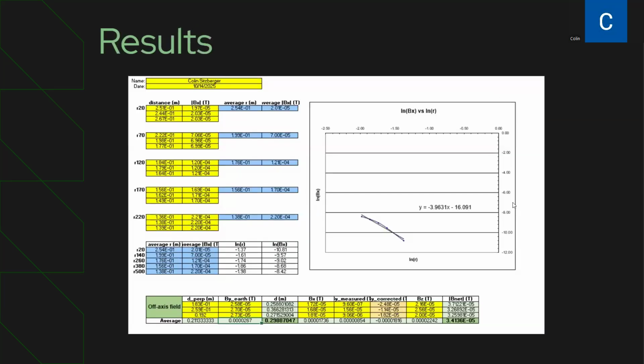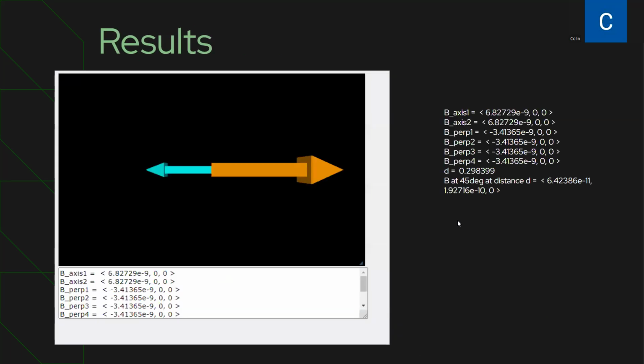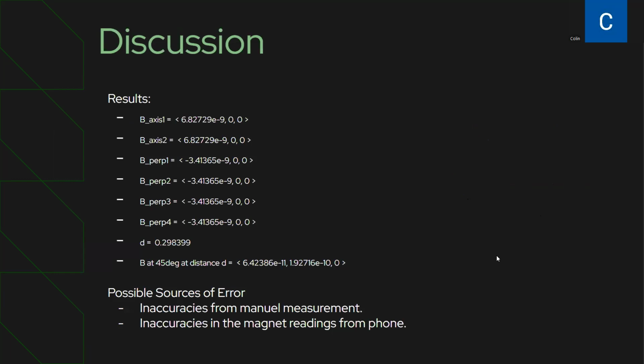And here's the trend line that we found from the experiment, and this was the code along with the results, which resulted in these numbers here. Some possible sources of error for this experiment were inaccuracies from manual measurement, and some inaccuracies in the magnetic readings from the phone.